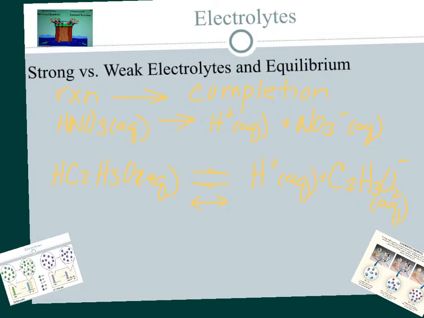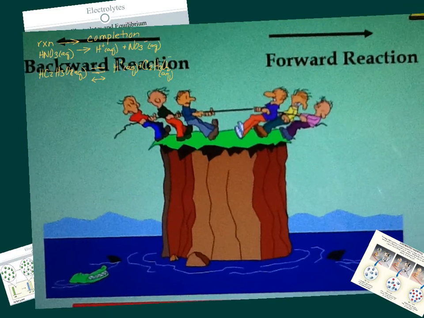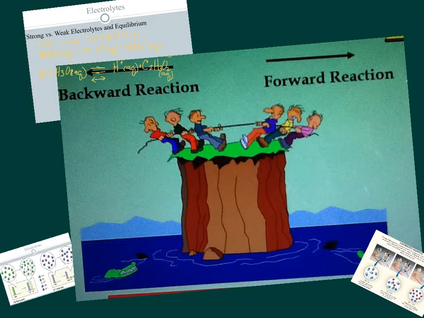Now, we can also think of this equilibrium like a tug-of-war. Here you have your forward and your reverse reaction, and it's going back and forth until they actually reach a middle ground.